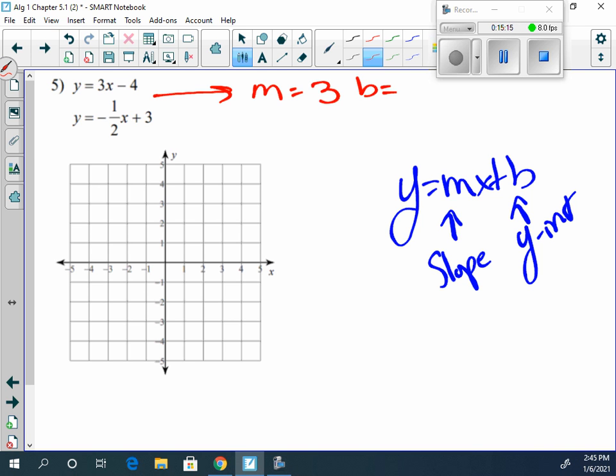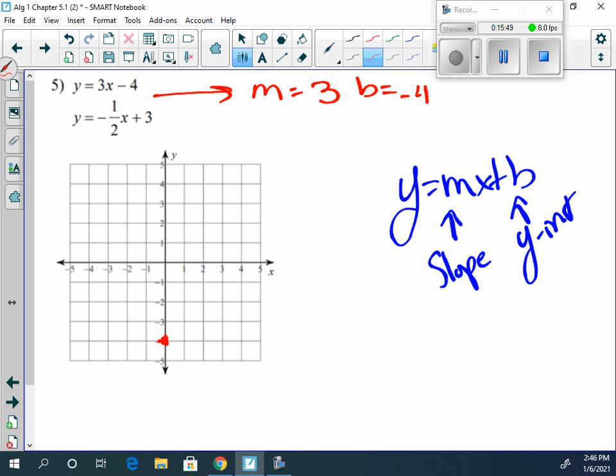And the y-intercept would be negative 4. So if I'm graphing this, where would I start out at? Negative 4 on the y-axis, because I'm always going to start with the y-intercept. Because our b value is the y-intercept. It's where this line crosses the y-axis. Since b is negative 4, it's going to cross the y-axis where y is equal to negative 4.